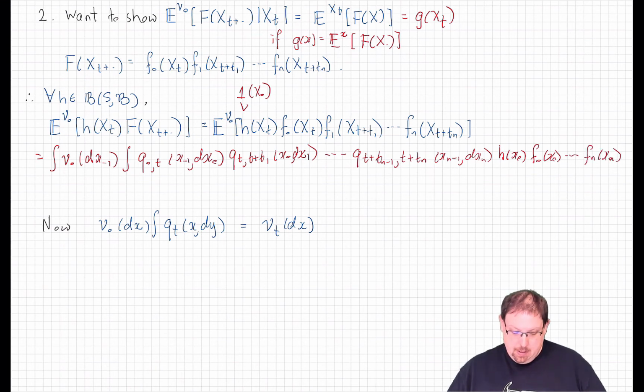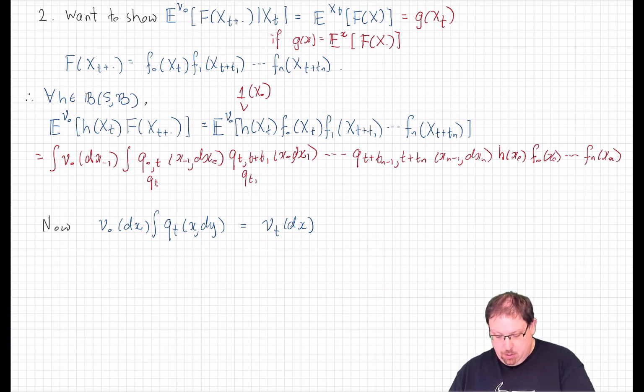xn. Now let's just note that by the time homogeneity, which we do need in this part of the problem, this q of 0 and t is just qt. This q of t and t plus t1 is just q of t1, and in general these terms are q of tn minus 1. Now let's look at the first two integrals here.